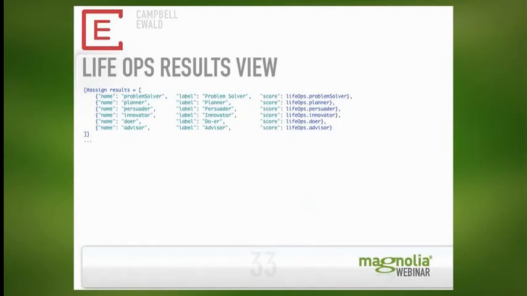So we have a couple of properties here, name and label. Name we'll use to actually name a few of our content nodes to store the individual items, and the label is basically used just in the view for presentation purposes. And then finally, the score is populated from our LifeOps model.